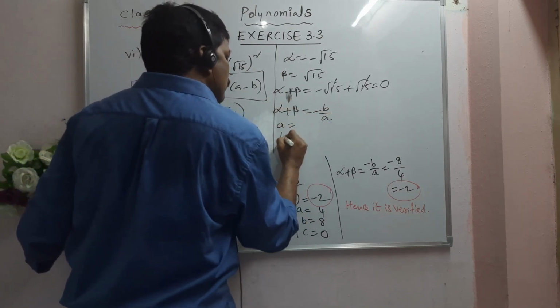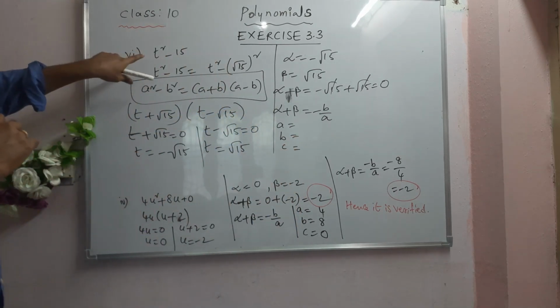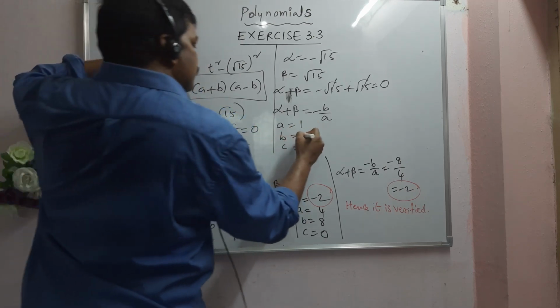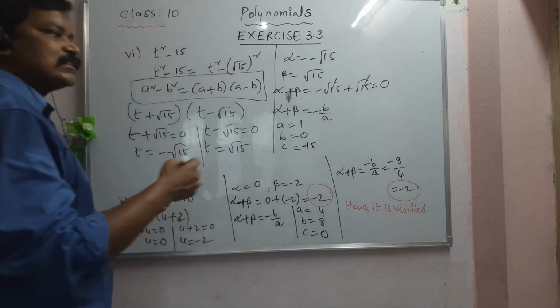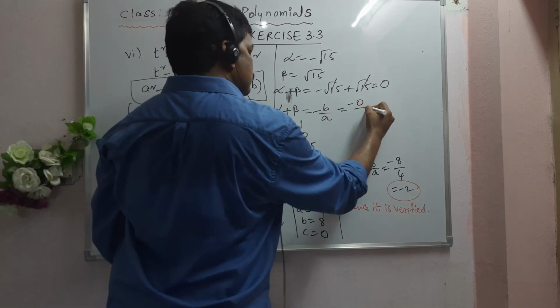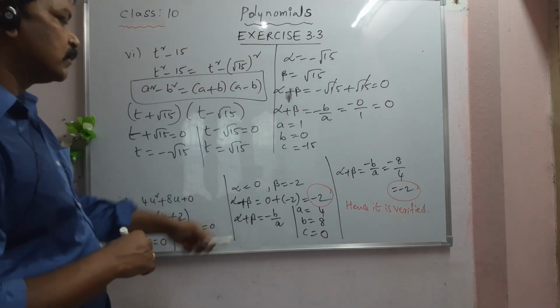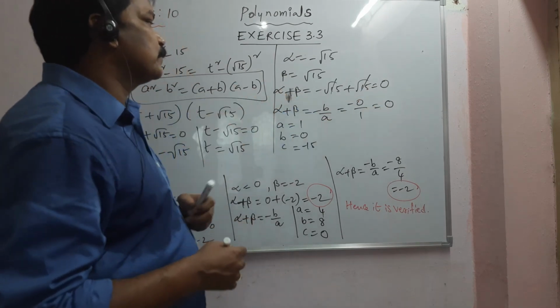So what is a, what is b, and what is c, children? A means here the variable is t. So the coefficient of t square is 1, coefficient of t is 0, coefficient of c, that means constant, is minus 15. So this is minus b by a means minus of 0 by 1. So 0 by anything is 0. So here alpha plus beta is here and here is same.